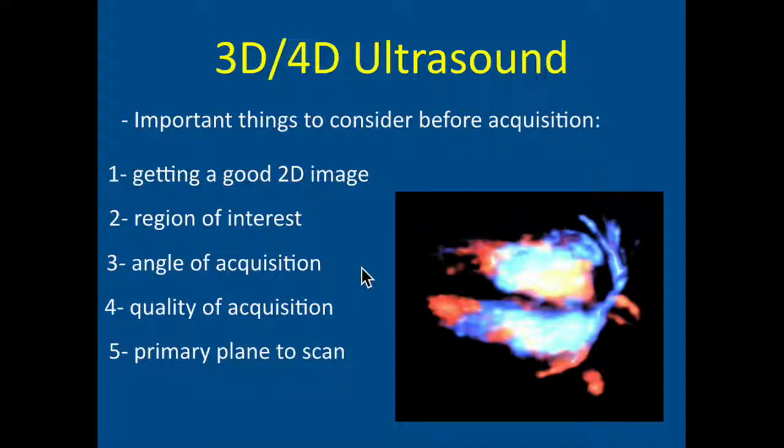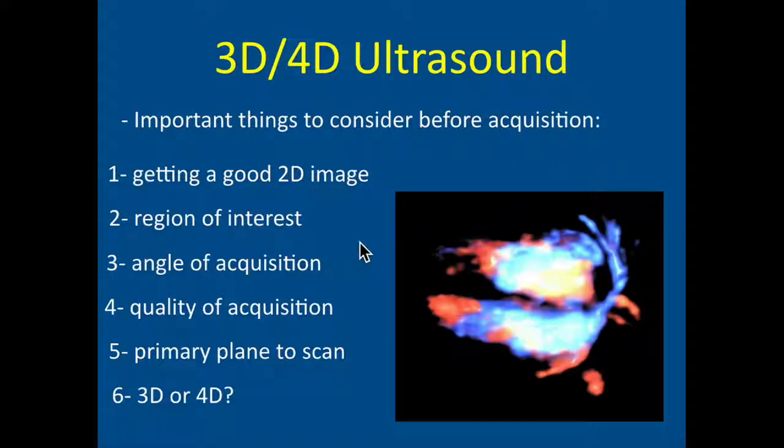Primary plane to scan, again, is largely related to the non-electronic matrix technology. The resolution is best in the A plane, so if the pathology you're looking for is in the 4-chamber view, think about acquiring the 4-chamber view. That being said, the beauty of volume-based imaging is we can rotate, so always just be mindful of what it is you're trying to demonstrate.